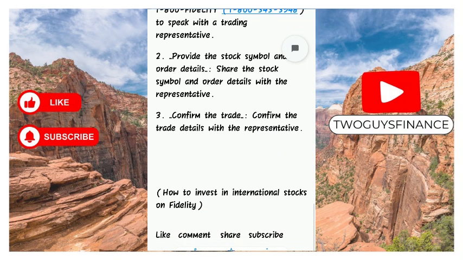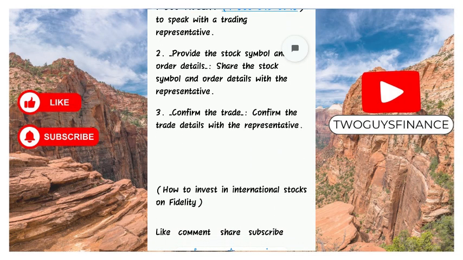So yeah, that's pretty much it on how to invest in international stocks on Fidelity.